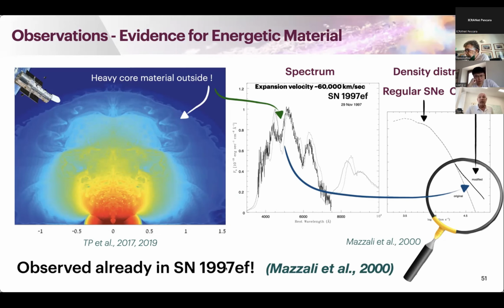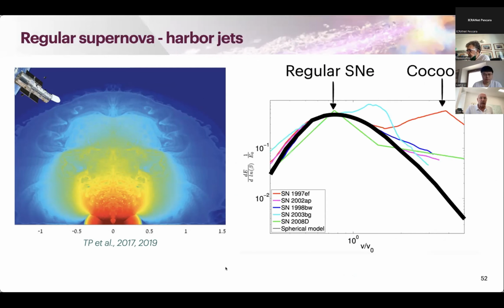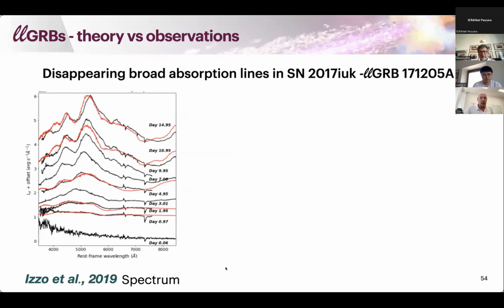It was seen in 97. It was not understood what was going on for about 20 years until we suggested this. And more recently, there was a beautiful confirmation of our ideas by ESO when they observed the supernova 2017iuk, which was associated with a low luminosity GRB 171205. So what they see is absorption lines, which are changing, corresponding at the beginning to an expansion velocity of 100,000 kilometers per second.